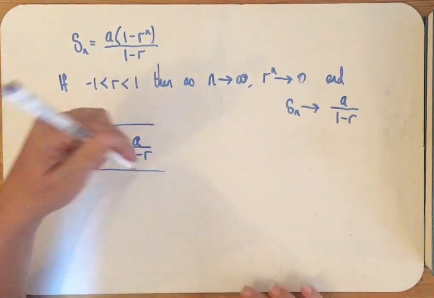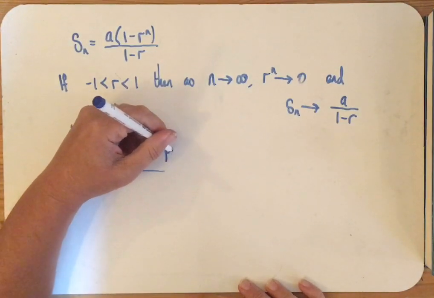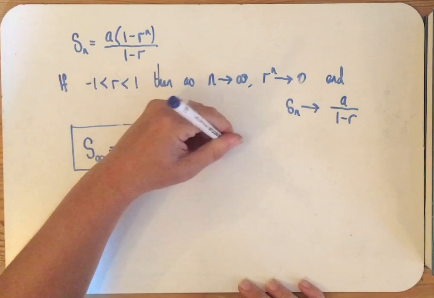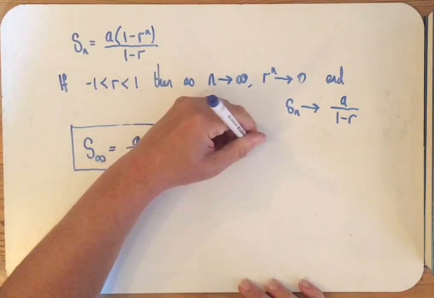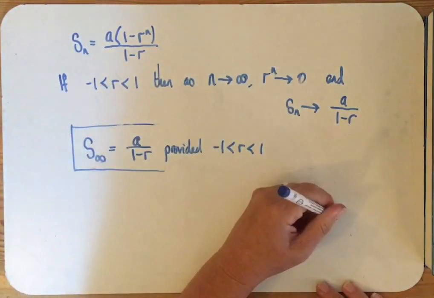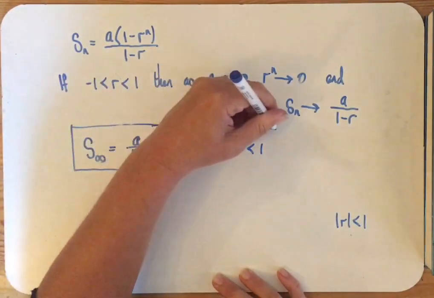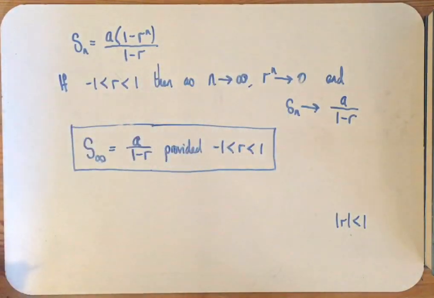Let's just put in this proviso. So provided minus 1 is less than r is less than 1. That's the same as the modulus of r is less than 1. So you could write it like that.